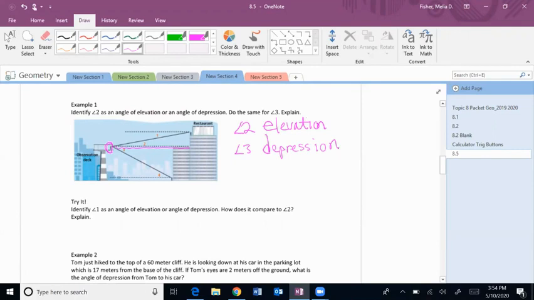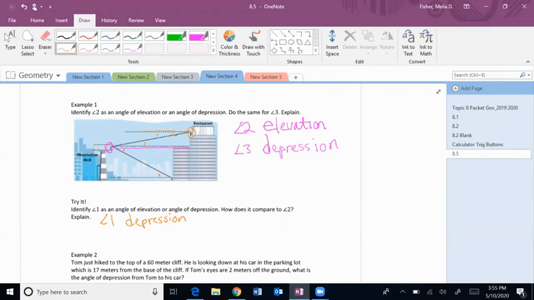Okay, hopefully you determined the angle 1 is an angle of depression. For angle 1, we were standing right here, and the horizontal line is here, and so that angle is downward from that person's view. Their line of sight would be looking down. So that's an angle of depression.